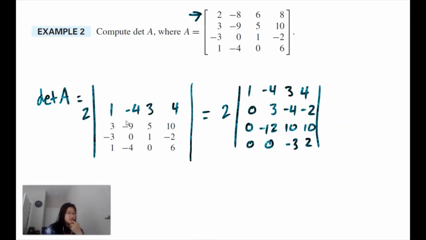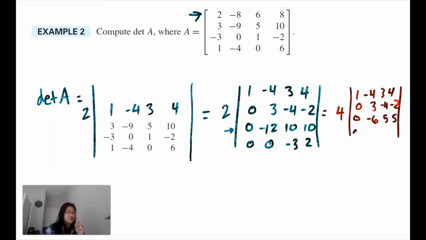Is there anything we can do from row 3? We can factor that out. So then we end up with what? 2 times 3 is 6, 2 times 2 is 4. And then we have 4 times our determinant: negative 4, 3, 4; 0, 3, negative 4, negative 2; 0, and then we factor that 2, right? So then we have negative 6, 5, 5. And then 0, 0, negative 3, 2.